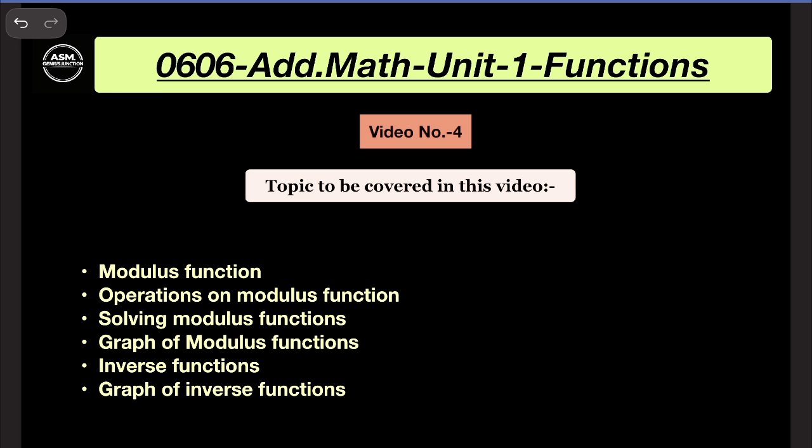In today's video, we are going to cover 0606 Add Maths Unit 1 Functions. This is your video number 4. This video is in continuation with video number 1, 2, 3. So if you have not gone through video number 1, 2, 3, I suggest you please go through them so that you can effectively understand the concepts discussed over here.